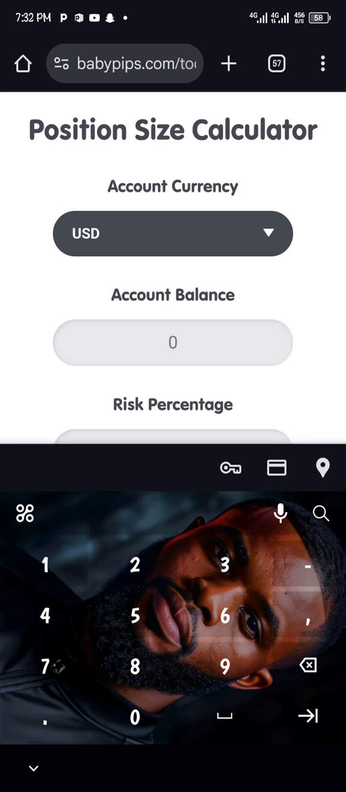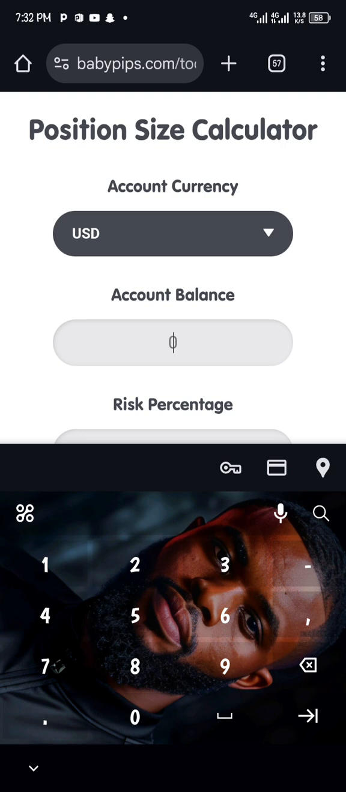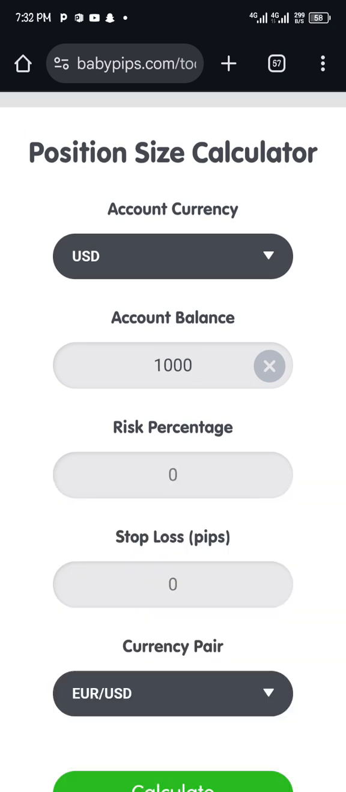Then you put the amount, your total account balance that you are seeing on your MT5. If it is $100, put it there. If it is $1,000, you put it there. If you put $1,000, it means your total account balance in your MT5 is $1,000. If you put $100, it means your total account is $100, right?